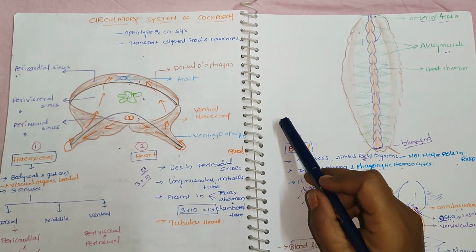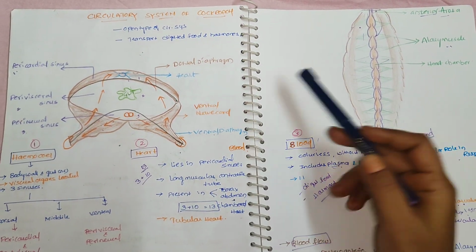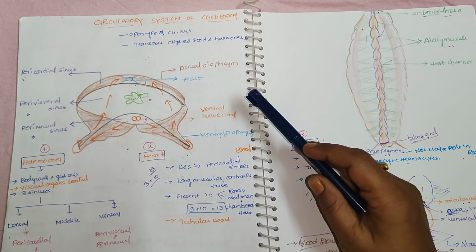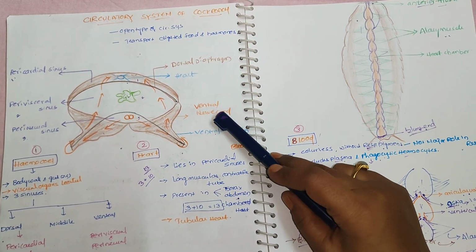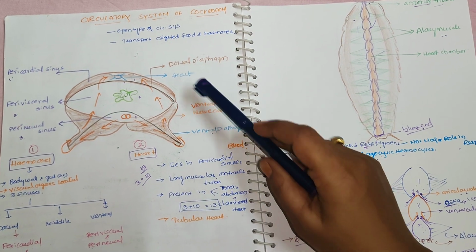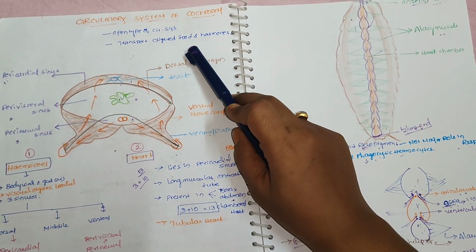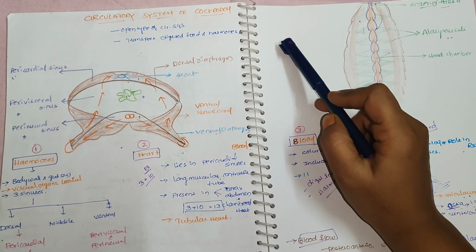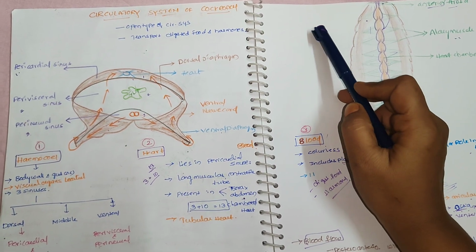Hello everyone, the topic is circulatory system of cockroach. We have already finished the digestive system of cockroach, which is an important 8 marks question in the IPE. The circulatory system of cockroach is also very important in the IPE for the 8 marks long answer question.